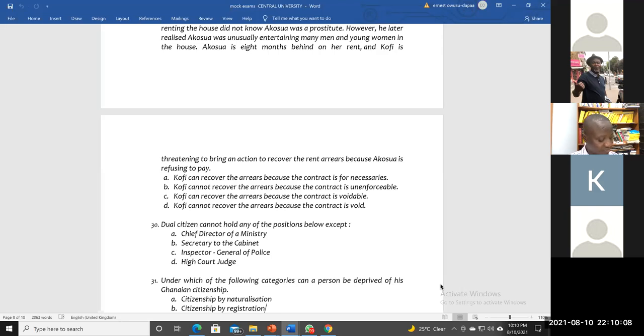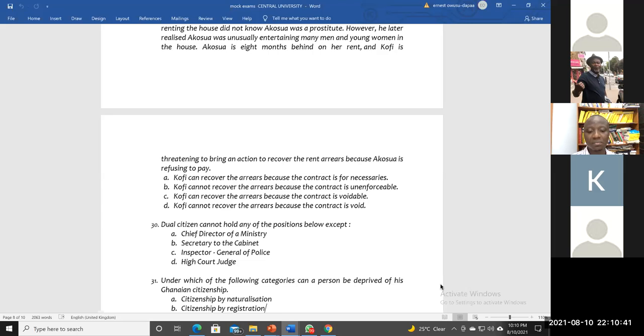A, ambassador or high commissioner. B, secretary to the cabinet. C, chief of defense staff or any service chief. D, inspector general of police. E, commissioner, customs, excise and preventive service. F, director of immigration service. And G, any office specified by an act of parliament.